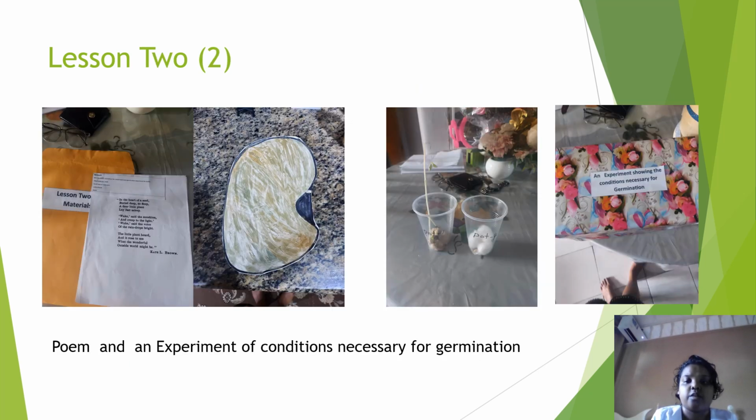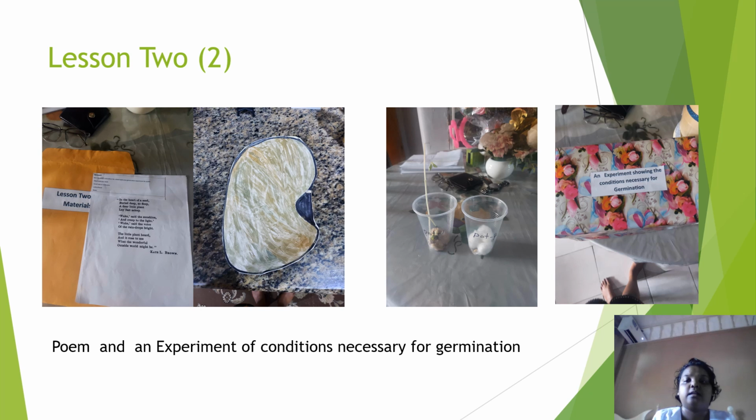Lesson 2 is based on germination. I started off the lesson with a poem and a model of a seed. The model took me like 30 minutes to make using 2 white styrofoam pieces, markers which were used to draw the black outline, and some paint mixed together to form the brown color.